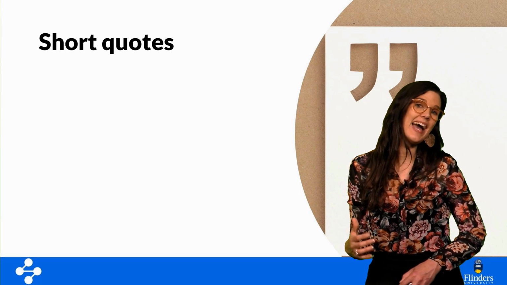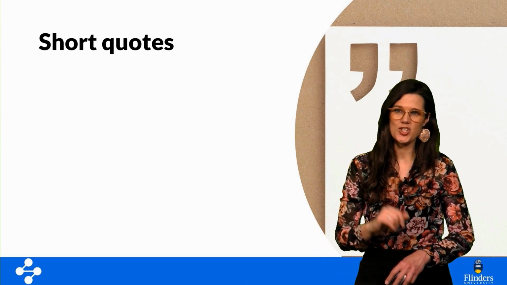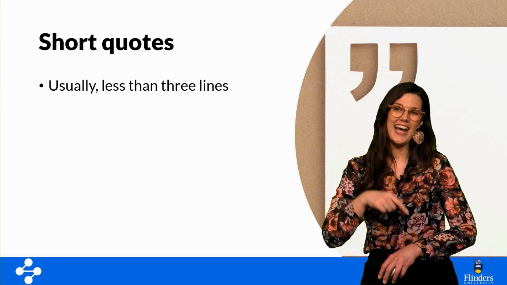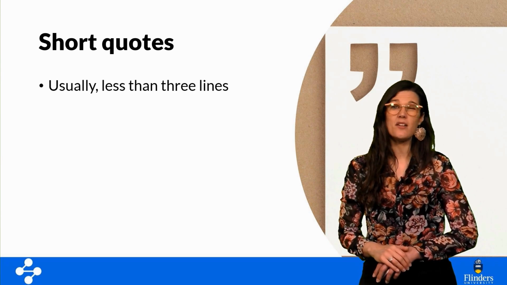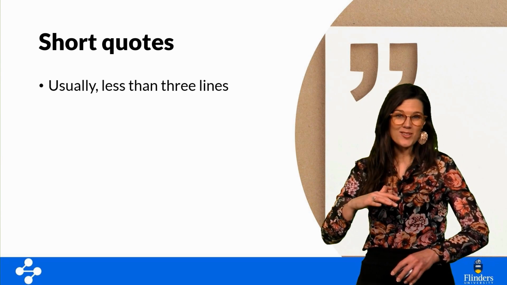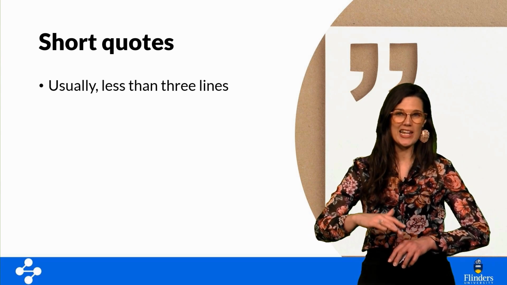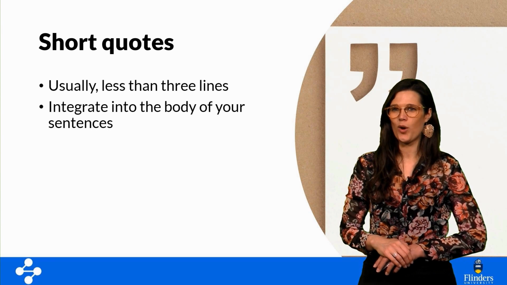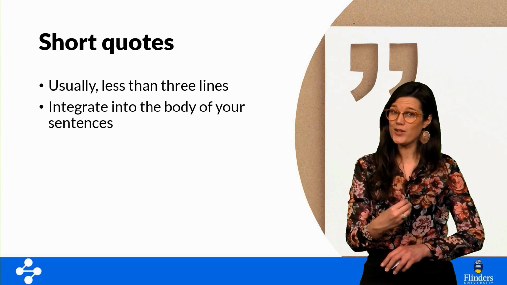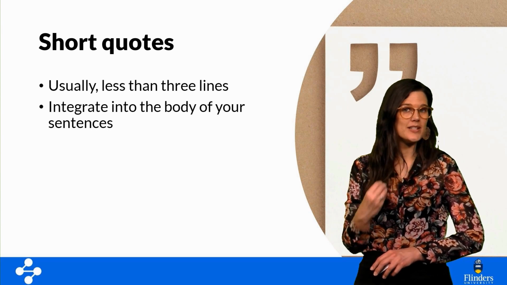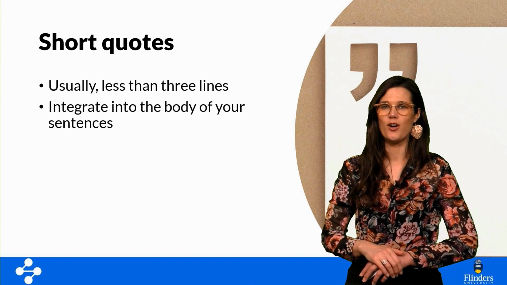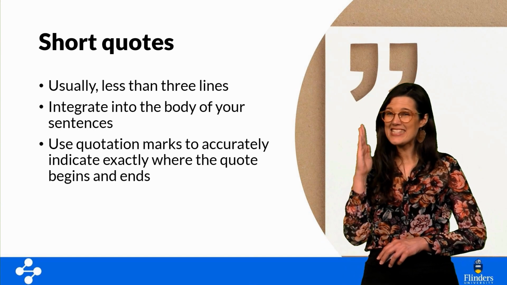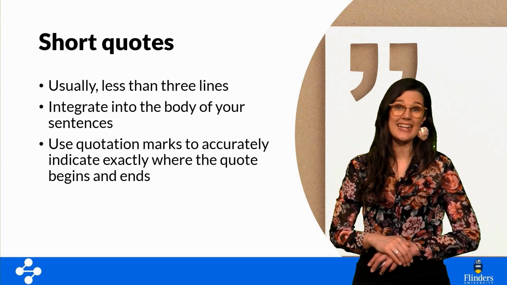So when it comes to the mechanics of quoting, there's two ways that we generally use our quotes, and that is a short quote and a long quote. Short quotes, usually less than 3 lines or about 30 words, more or less. And this is when we integrate that quote into the body of our own sentences using quotation marks and a citation, of course. We use quotation marks to accurately indicate exactly where the quote begins and ends.